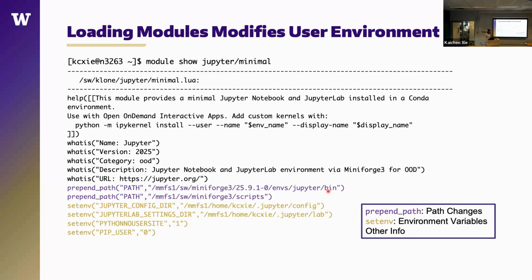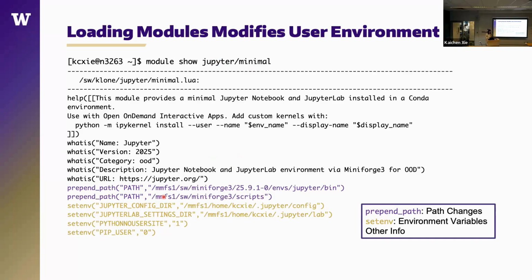Basically, what loading modules really does is modify your shell environment variables through module files. There are several commands to reveal the contents of module files. Here we use the module show command. It displays the commands executed when loading the module with module load. Shown here are the commands that run in your user shell when loading a module called Jupyter/minimal.